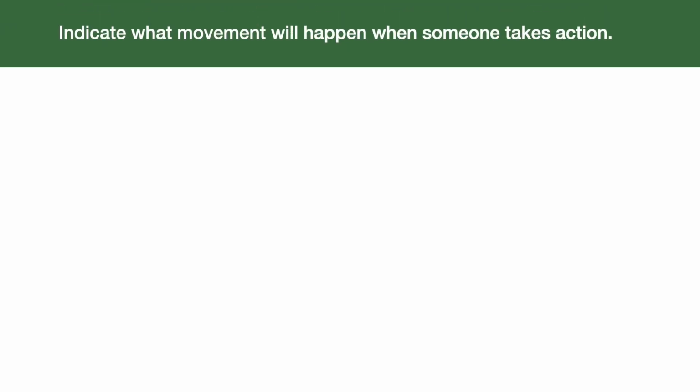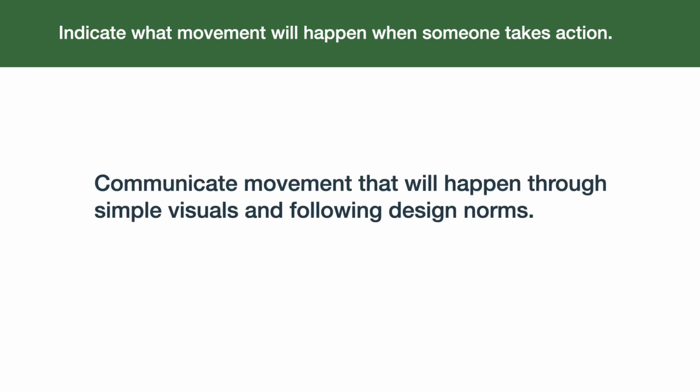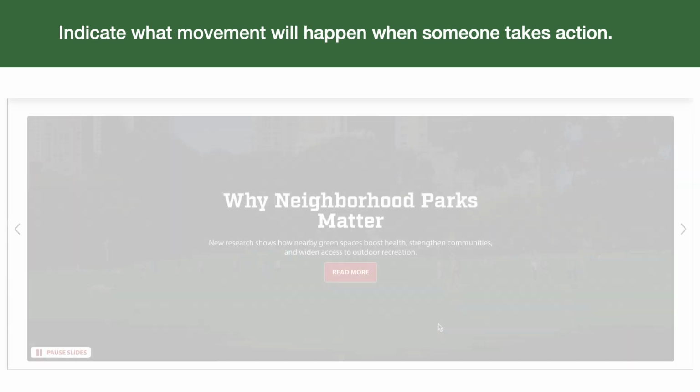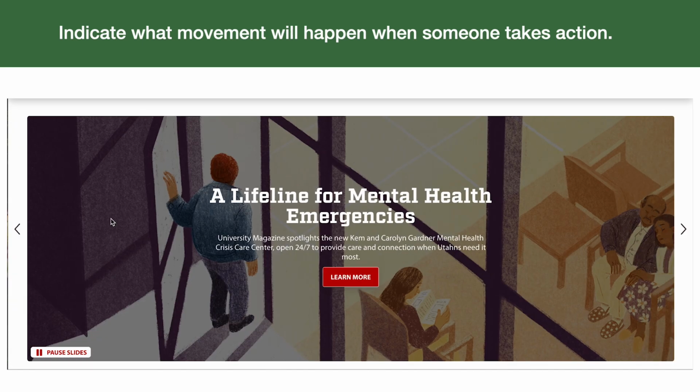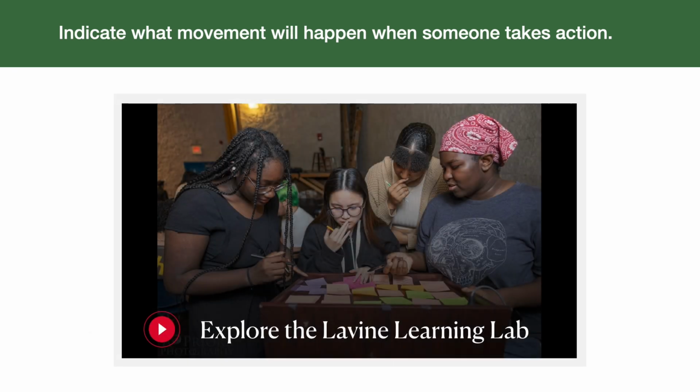We'll start with indicating what movement will happen when someone triggers an action. Often you can communicate movement that will happen through simple visuals and following design norms. For example, this website has images at the top that use arrows as buttons to communicate that if you select the arrow, you'll slide to the next image. In this example, the website has a standard play button design that communicates a video will start if you select it.